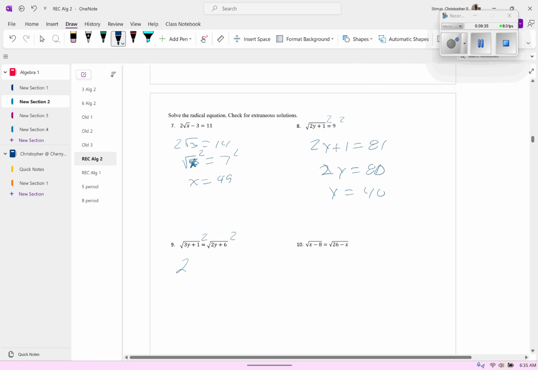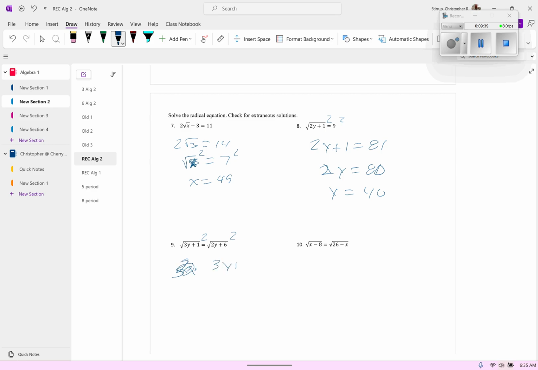It's going to give me 3y and 2y plus 6. I'm going to subtract 2y from both sides. I'm going to subtract 1 from both sides. So 5, that's 15, 16, yep. That's 16. Root 16 equals root 16. That works. Square both sides here.